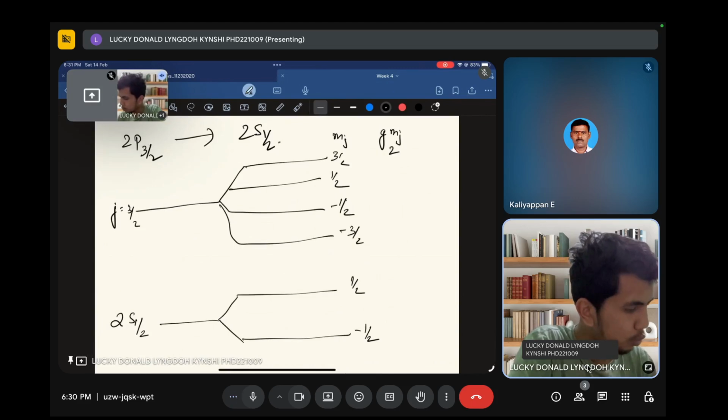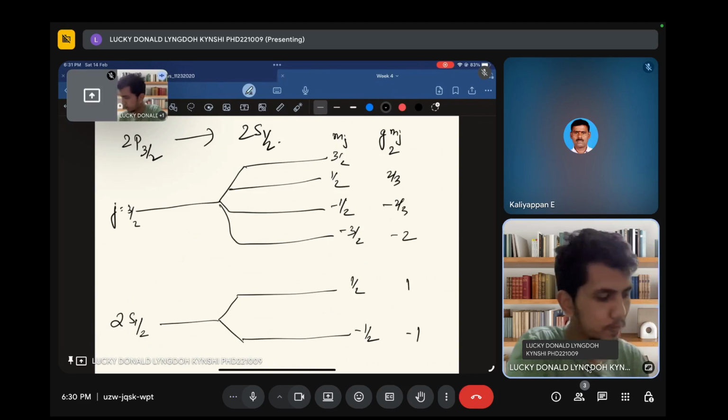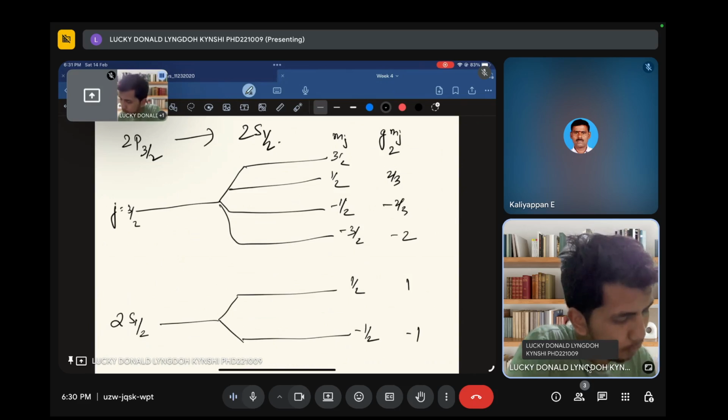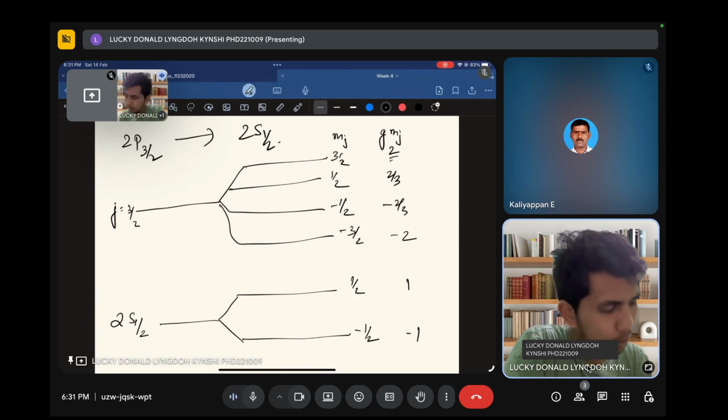You will get g of mj here will be something like 2, this is 2 by 3, this is minus 2 by 3, this is minus 2, this is plus 1, this is minus 1. You just calculate the value of g of mj. So put the value of g and put the value of mj to be 3 by 2, you will get 2. Again, find the value of g and substitute mj equal to half, you will get 2 by 3.